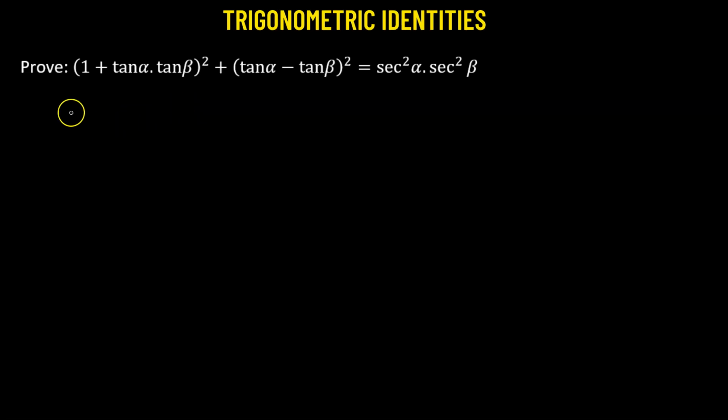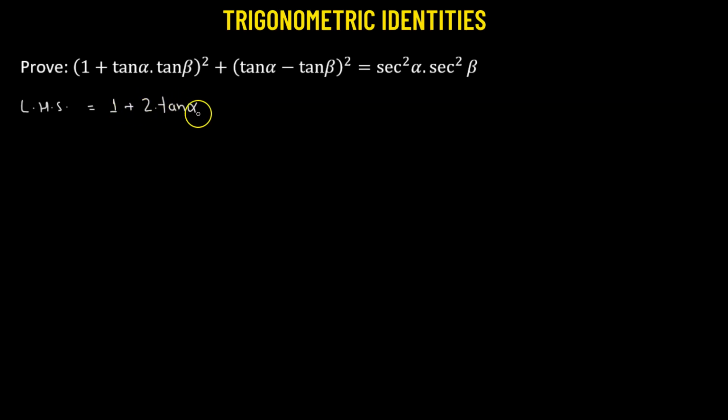We need to prove the following. So let's begin from the left hand side. Here on the left hand side, the first term is (1 plus tangent of alpha times tangent of beta) whole squared. So we'll expand it using (a plus b) whole squared. So we have a squared plus 2 times ab.